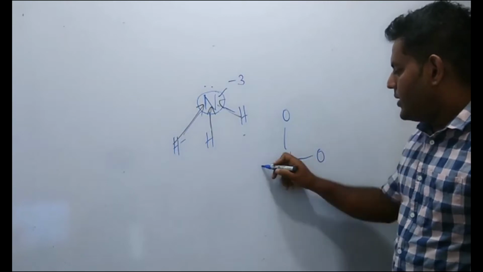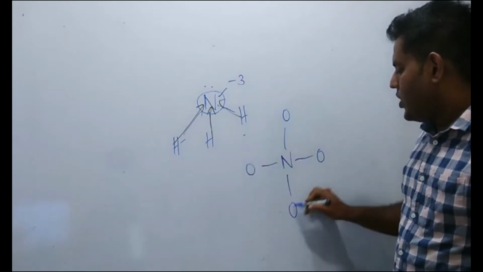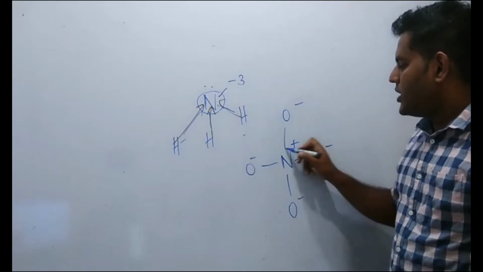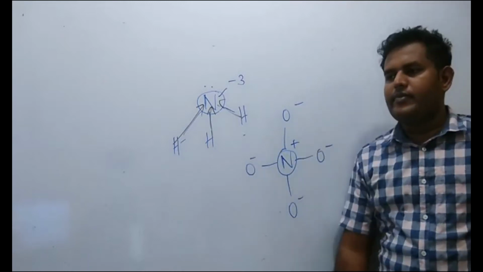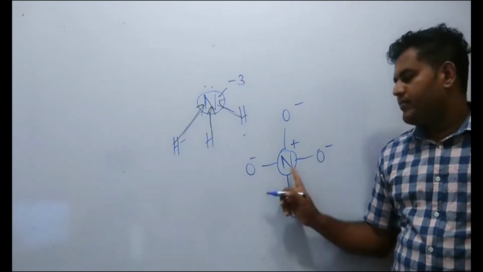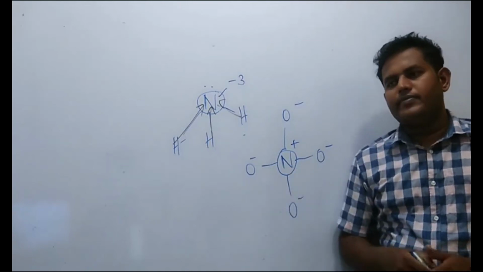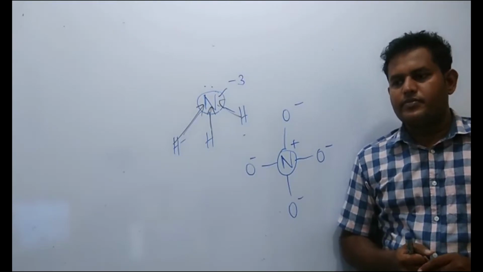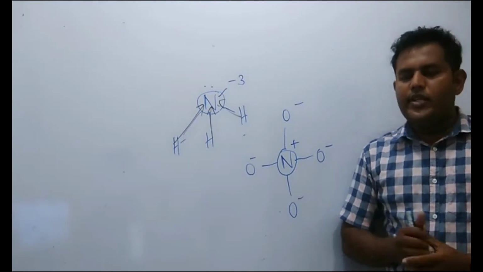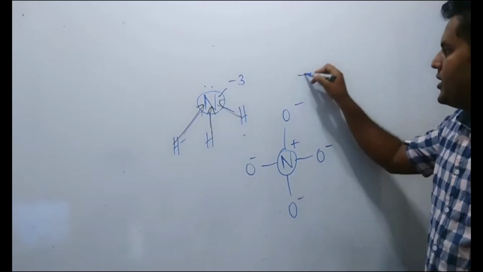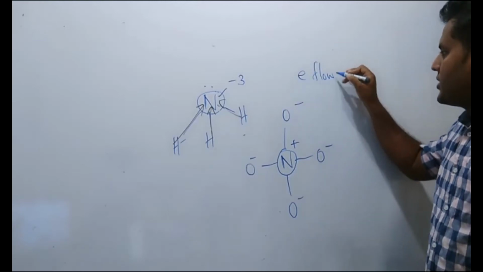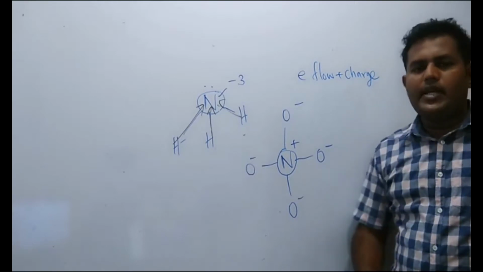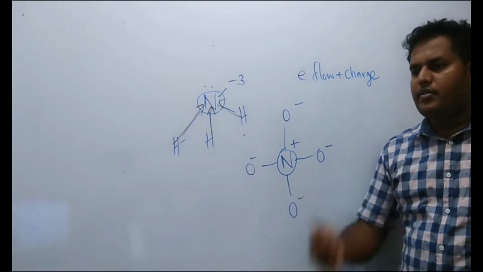In this example, NO4 minus, I am drawing minus and plus. What is the oxidation number of nitrogen here? When you get the oxidation number, then you should understand we get electron flow plus charge. Electron flow plus charge.